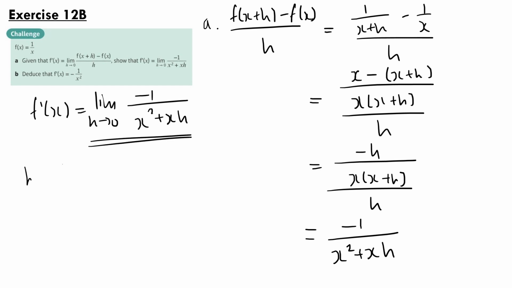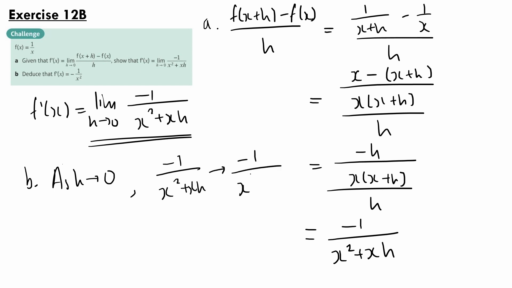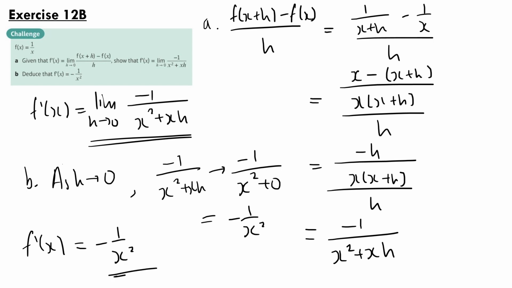Okay, for part B, deduce that f'(x) is equal to minus 1 over x squared. Well, we can say as h tends to 0, the minus 1 over (x squared plus xh) tends to minus 1 over (x squared plus 0), which is just equal to minus 1 over x squared. So we have that f'(x) is equal to minus 1 over x squared as required.